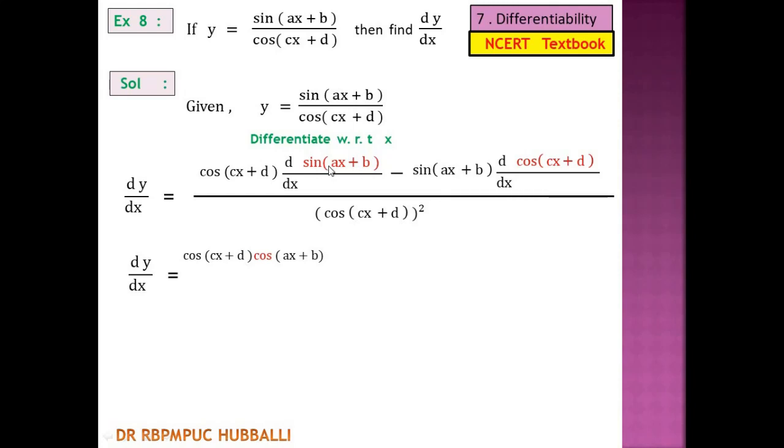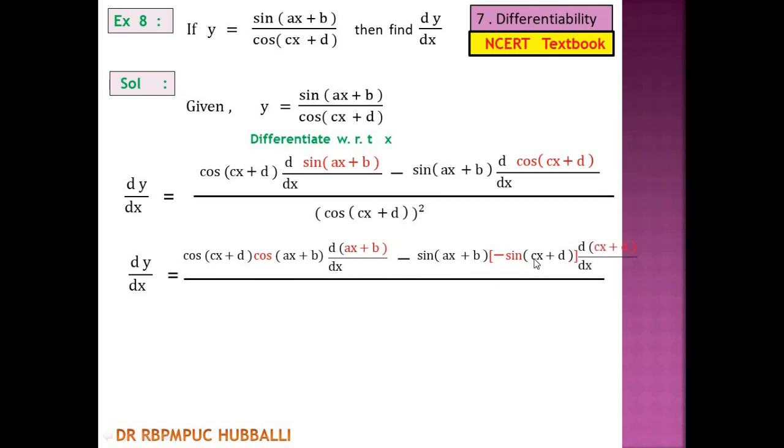Sine(ax + b), this is composite. First you write the derivative for sine, it becomes cos(ax + b) as it is, into d by dx of (ax + b), composite rule, variable derivative, minus sine(ax + b) as it is, derivative of cos is written as minus sine(cx + d), whole divided by the square, which is written as cos square, or cos(cx + d) whole square.